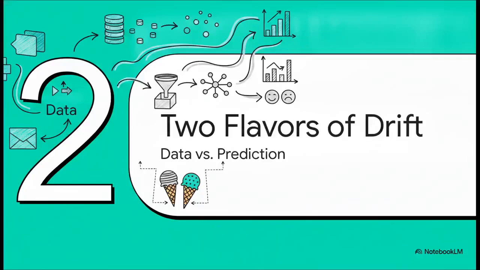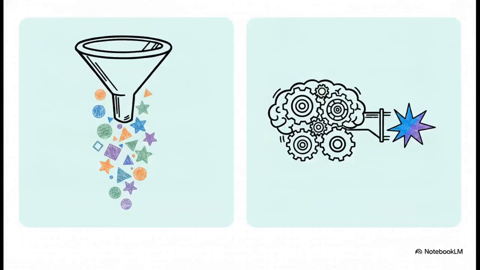Two flavors of drift. This divergence comes in 2 distinct forms. First up, we have data drift. This is when your inputs unexpectedly change. Imagine a feature that used to be perfectly normally distributed suddenly becomes entirely skewed, or maybe a categorical field starts showing weird new values the model never even saw during training.